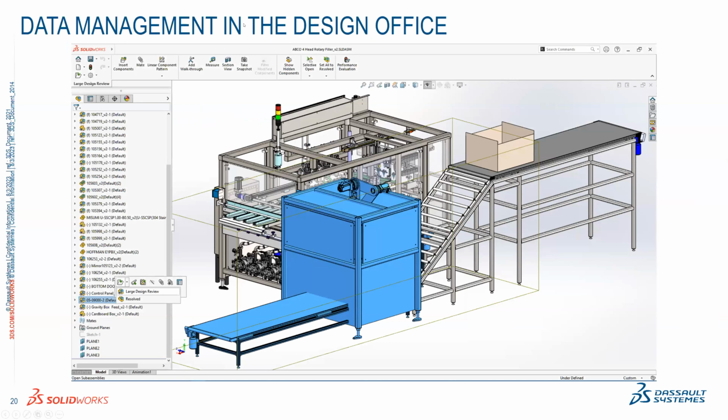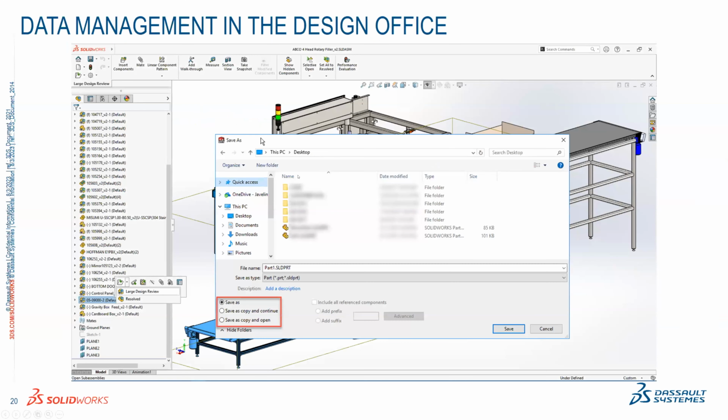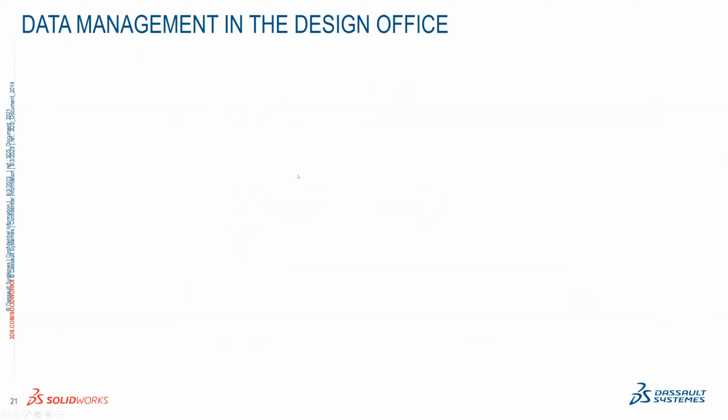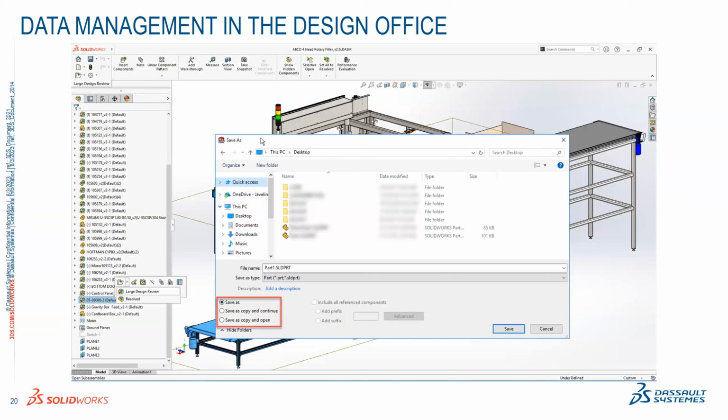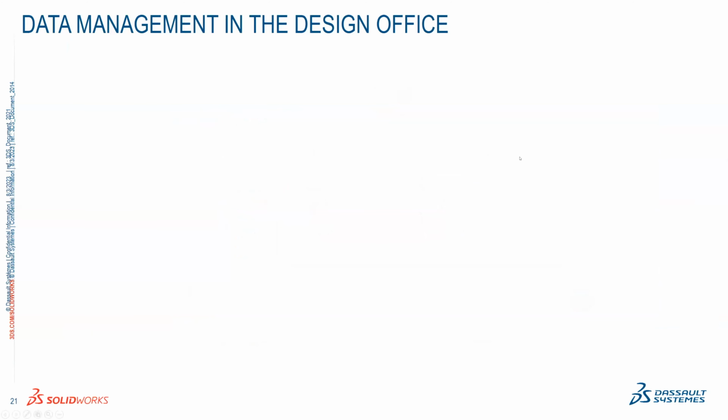So how does the data management in the design office look then? Pretty much I would hit save from a design side, and it looks like it saves to a local server, a local file, but in essence, I'm actually saving back to my server.